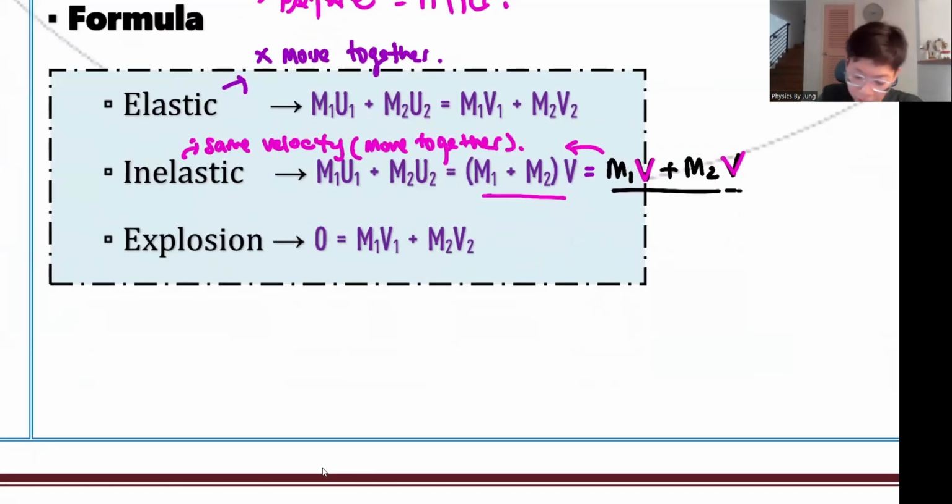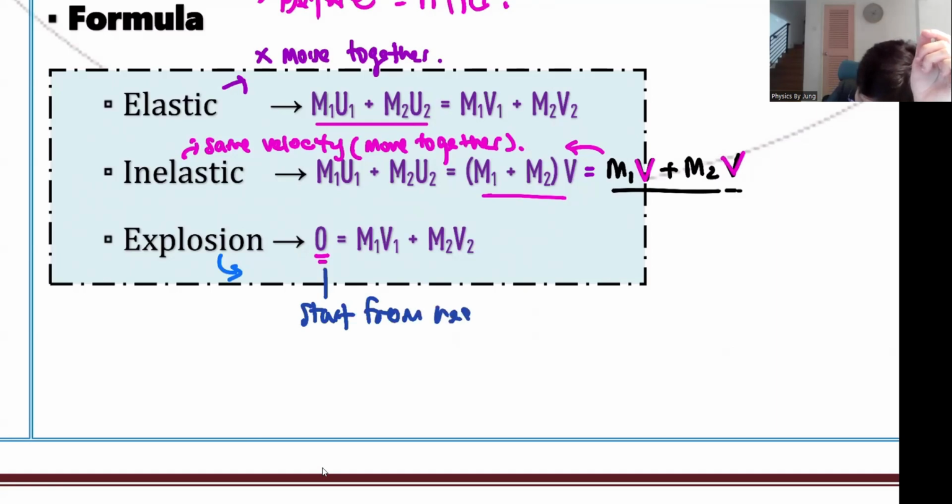Now, what about the third one? We talk about explosion. In order to get an explosion, the criteria is, I give you a hint, the front part here is zero. If the front part here is zero, what does it mean? It means your initial, because this is your starting, you must start from rest. An explosion must start from rest.